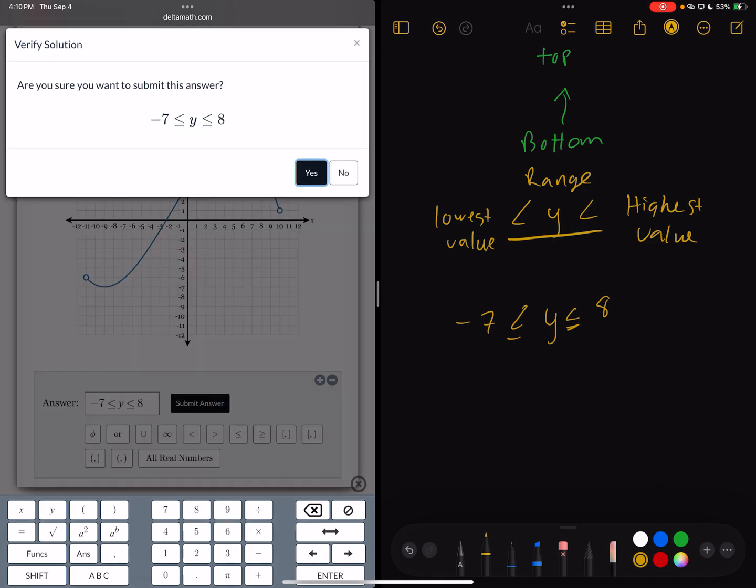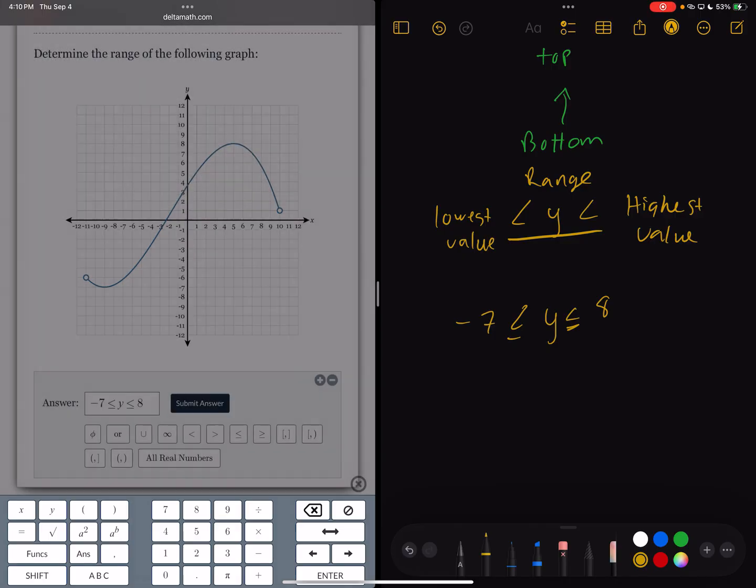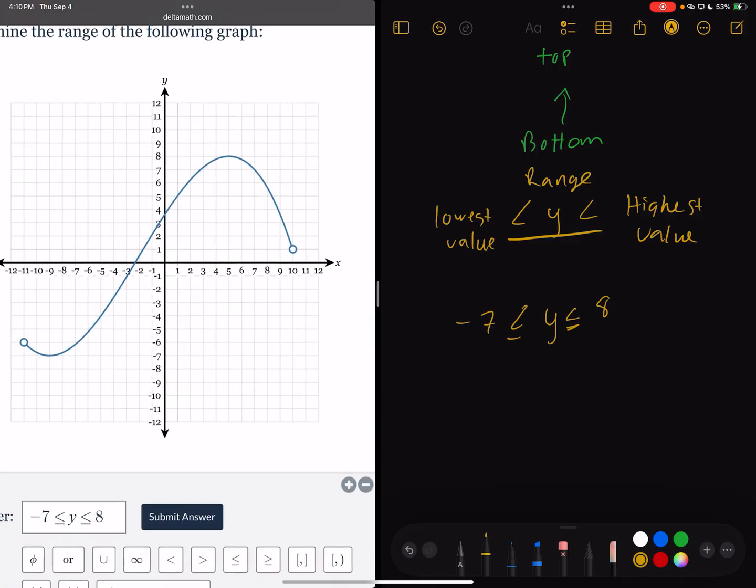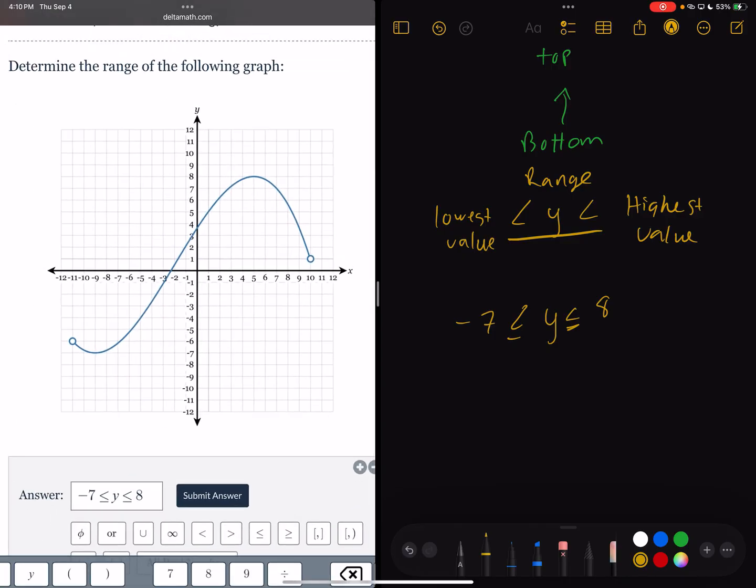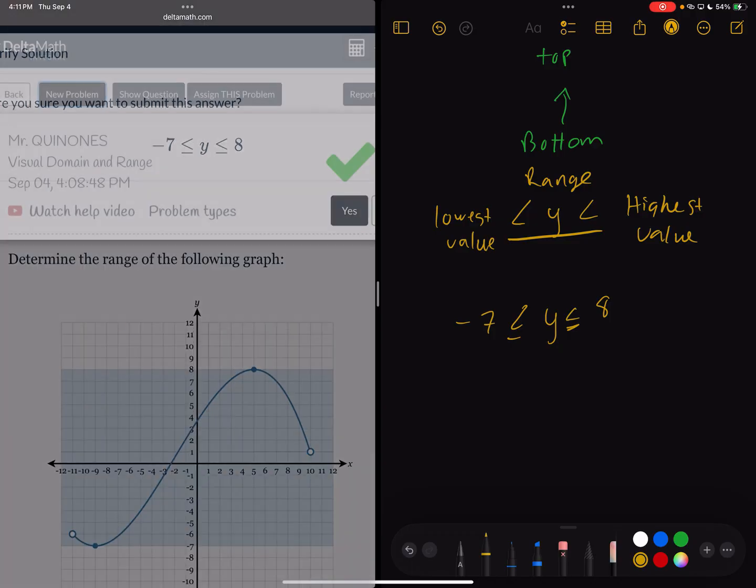Now, real quick, for those of you asking, well, sir, there's a bunch of open circles. Right, but because we're not looking left to right, it doesn't matter about those open circles. We're literally just looking at how low the graph goes all the way to how high up the graph goes. Questions? Good? All right, let's submit it to confirm. Bam.